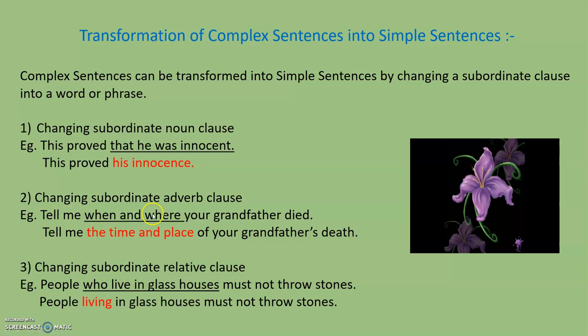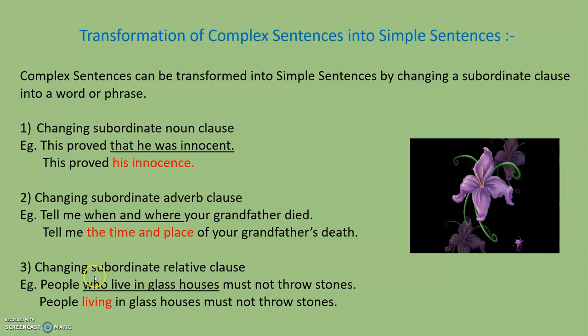Tell me when and where your grandfather died. So "tell me" becomes one part of the sentence, and "when and where your grandfather died" becomes a subordinate clause, no? Because you have the subordinating conjunction "when." So how do we change this? Tell me the time and place of your grandfather's death. So you're using different words there, the time and place, and therefore you're changing it into a simple sentence.